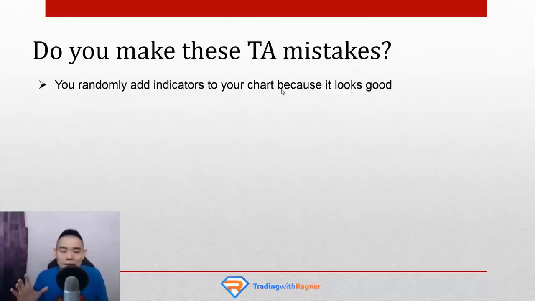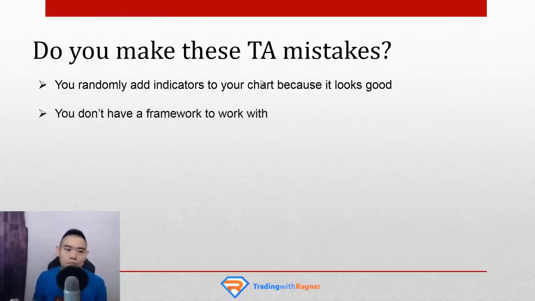The reason why you don't want to add too many tools to your chart is because you will get analysis paralysis. You will get conflicting information and you will feel overwhelmed. It's like having too many chefs making one soup. You have too many chefs, each one adds their own flavor, their own spice, their own tweak to the soup. The soup is going to taste like crap. And it's the same for your trading. If you add too much stuff to your charts, you will hurt your own trading results.